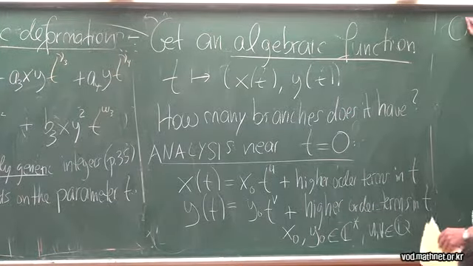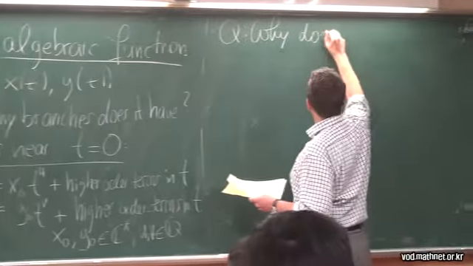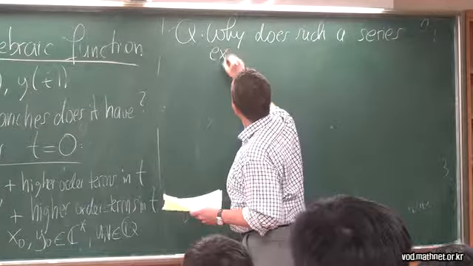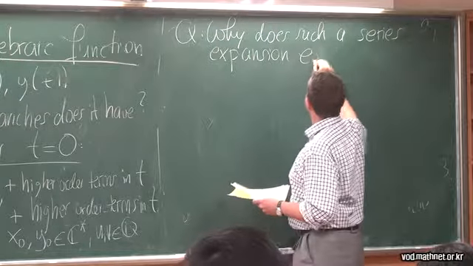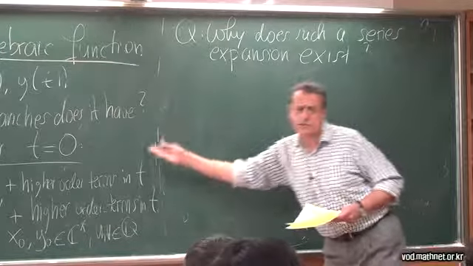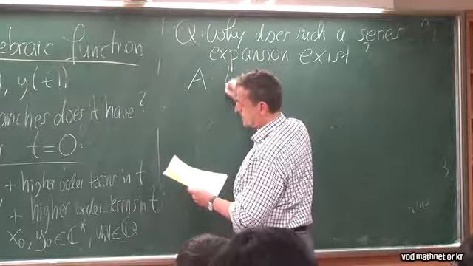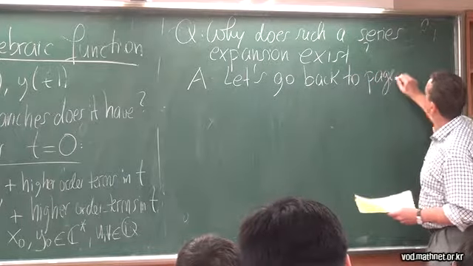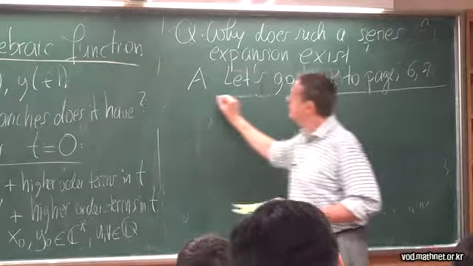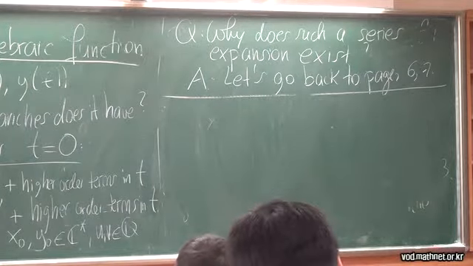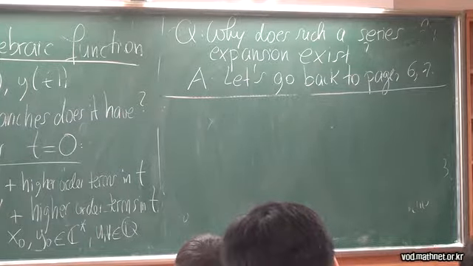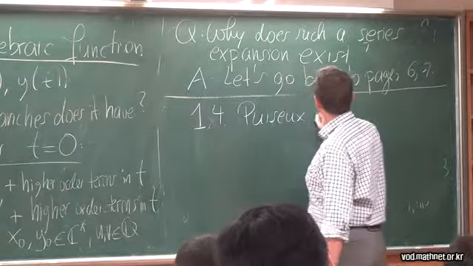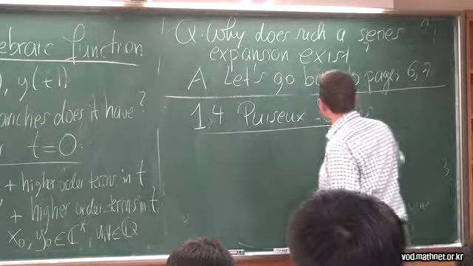So the question is, why does such a series expansion exist? Why should such a series expansion exist? The answer in the context of this lecture is, let's go back to pages 6 and 7 in the notes. I skipped chapter 1 in the notes, but now I'm going to go back to section 1.4. In the notes, there's a section 1.4 called Puiseux series. Let me talk about them.